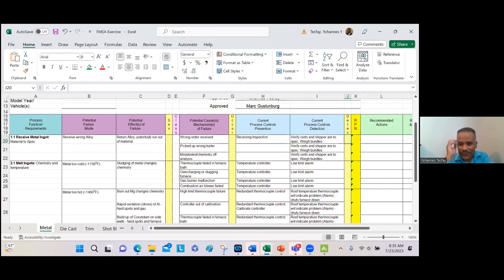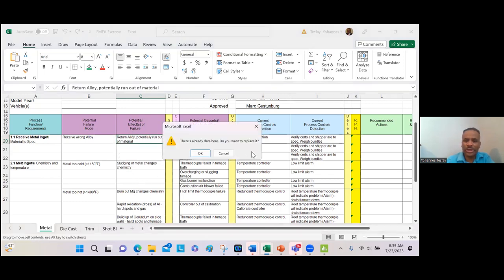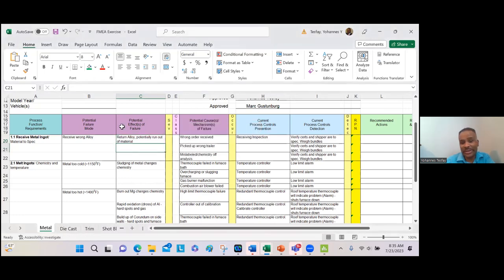Now, in the case where you detect it, you then return the material to the supplier. So in that scenario, the material could be lost in the warehouse. Okay, so on severity: wrong order received, picked up, wrong trainer, mislabeled, or chemistry analysis. Those are all potential causes or mechanisms of the failure.